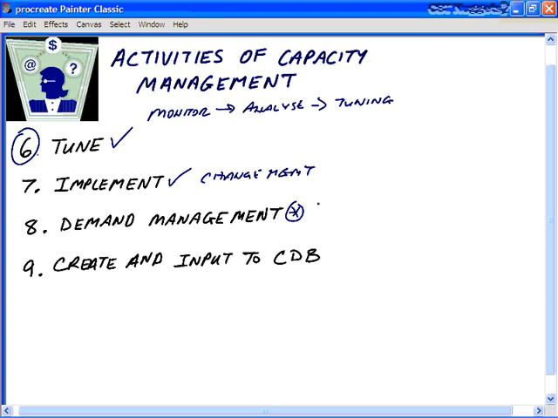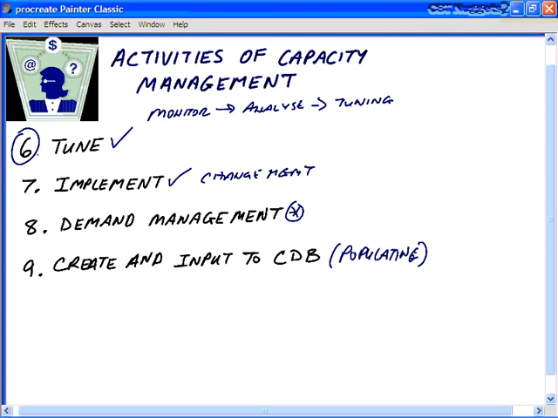In other words, controlling demand on the user side. And finally, you're going to create and input to the capacity database. This is basically the process of populating the capacity database with the collected and updated technical information, business information, any data that's relevant to the capacity management process.